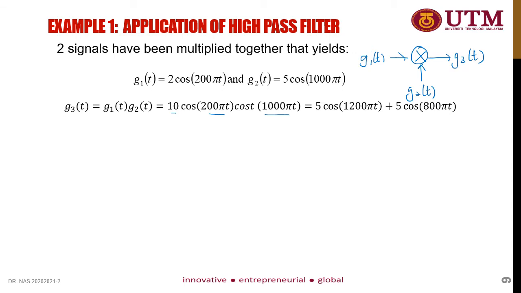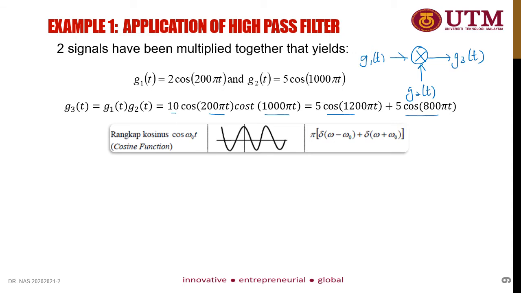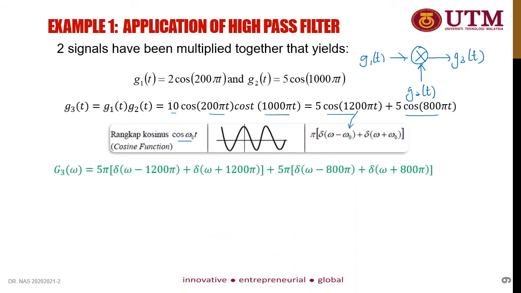So by using the frequency domain, or by referring to the Fourier transform table, you can expand this equation into the frequency domain. So if you have a cosine function, the equation will be pi delta of omega minus omega naught plus delta of omega plus omega naught. So omega naught is basically the frequency of the signal. So now g3 in the time domain is transformed into the frequency domain by using the Fourier transform.